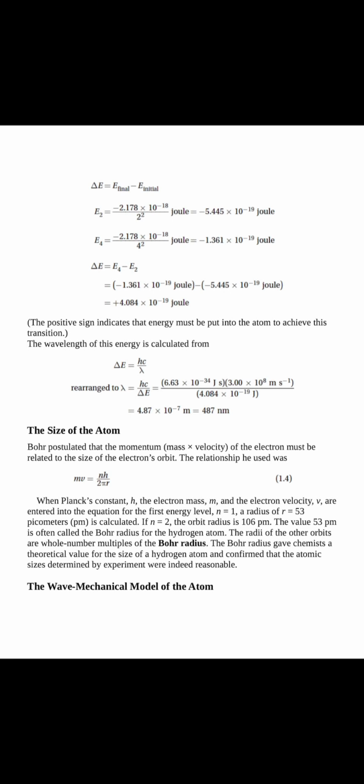The Bohr radius provided chemists with a theoretical value for the size of a hydrogen atom and confirmed that the atomic sizes determined by experiment were indeed reasonable.